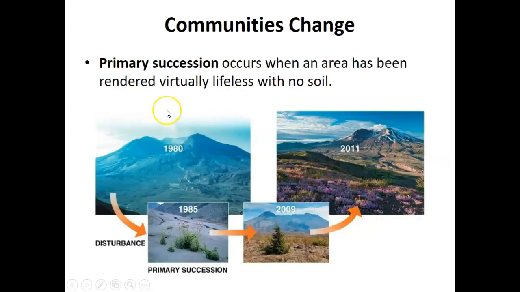For example, primary succession occurs when an area has been rendered virtually lifeless with no soil. It can be due to a volcano, fire, or earthquake. Whatever disturbance happens, it can change this area to be totally lifeless. So it's going to take many years for this area to grow some vegetation again.